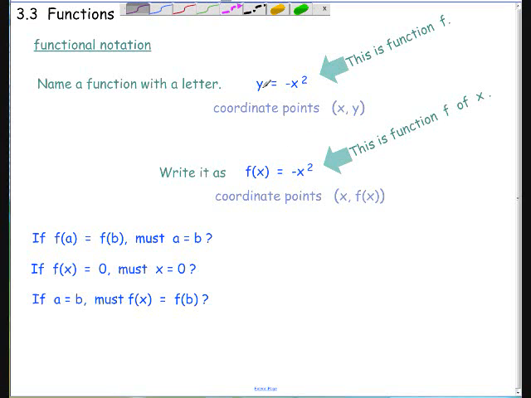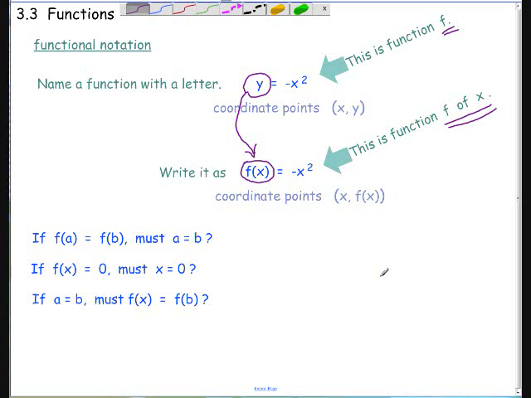So we can write it with functional notation. We can say it's function f with input x. So it's exactly the same function, exactly the same graph. The only difference is instead of using y here, we're using the name of a function, function f. And the way we read this, it's function f of x. We say of x because that's the input. The coordinate points are x and f of x. I rarely see it written that way, but technically that's correct.